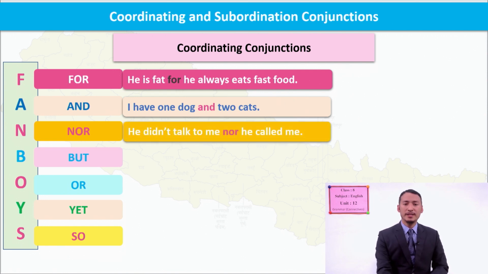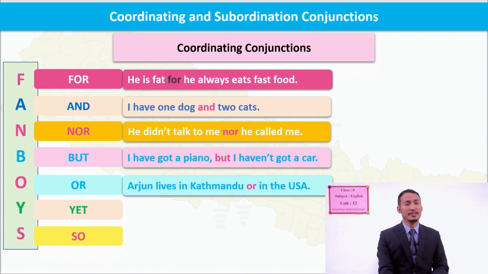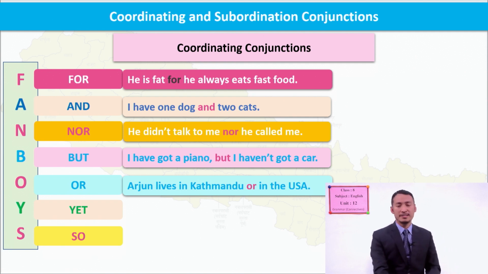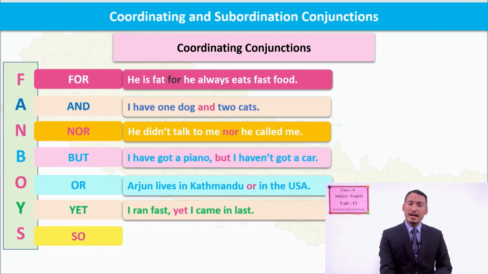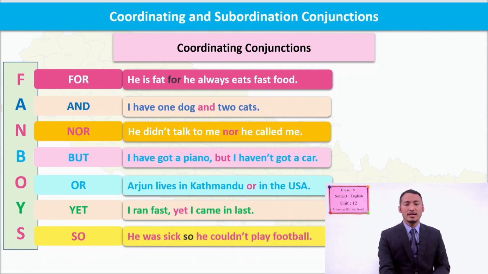He didn't talk to me, nor did he call me. I have got a piano, but I haven't got a car. Arjun lives in Kathmandu or in the USA. I ran fast, yet I came in last. He was sick, so he couldn't play football. So we have different types of coordinating conjunctions here.